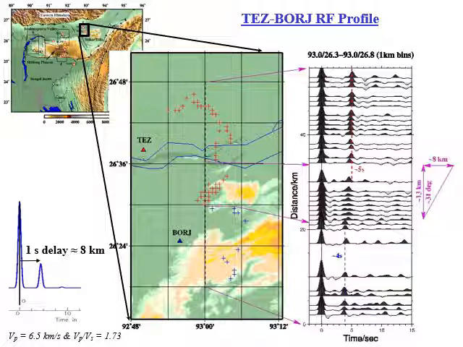And you can see from the plot on the right that this variation happens somewhere in between the Tejpur and the Borjuri stations.